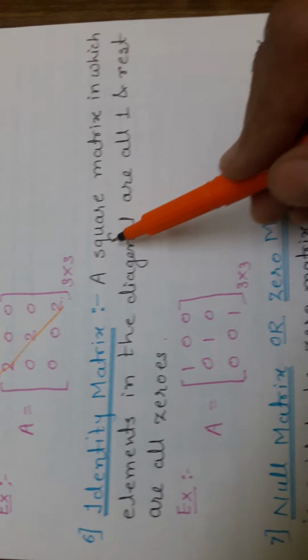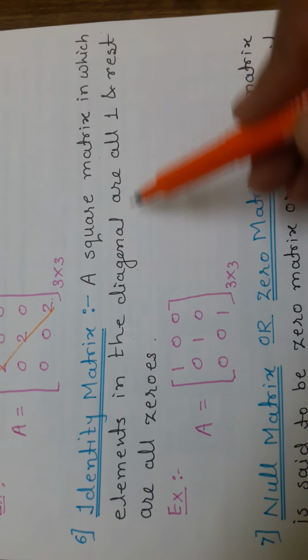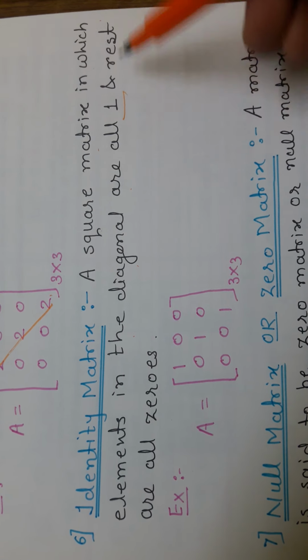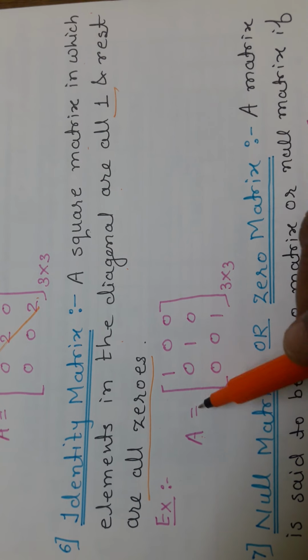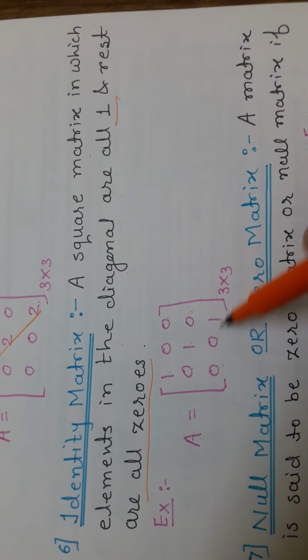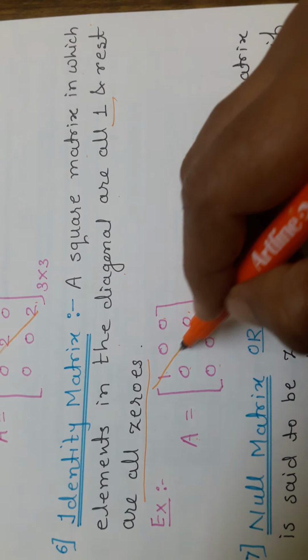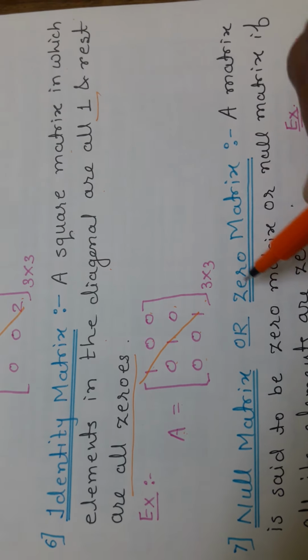Identity matrix: a square matrix in which the elements in the diagonal are all 1 and the rest are all 0. For example, A is equal to 1, 0, 0, 0, 1, 0, 0, 0, 1. So here the diagonal elements are 1, 1, 1 and the non-diagonal elements are 0.